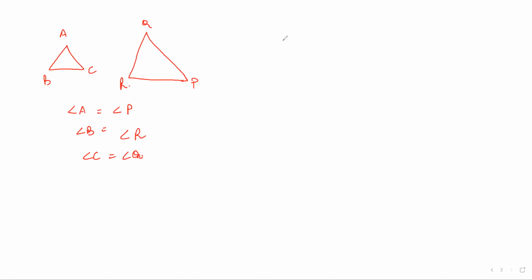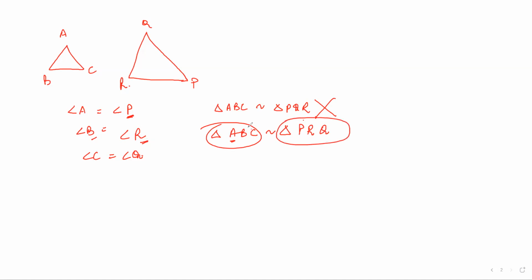For example, in congruency, the sequence is important, right? Similarly here. So I cannot write that triangle ABC is similar to triangle PQR. It will be wrong. The correct thing is triangle ABC, now angle A is equal to angle P, so I'll start with P here. Then angle B is equal to angle R, so it will be R here, and then the third one, Q. So that's the correct way of writing. Understood? So that's one thing.